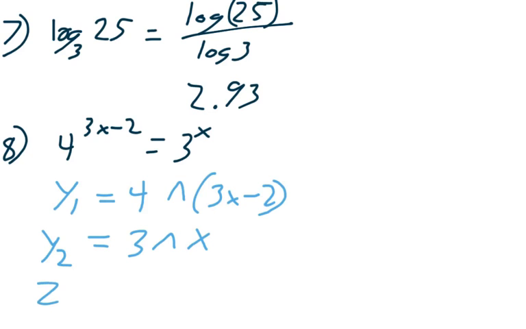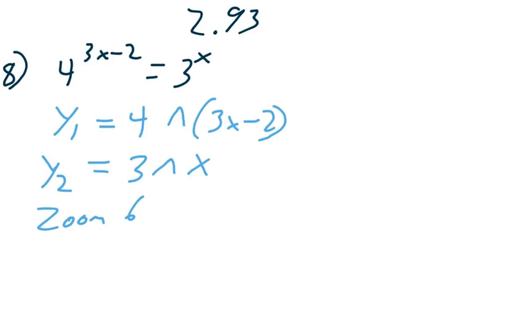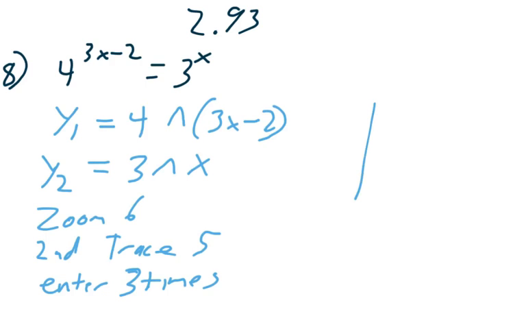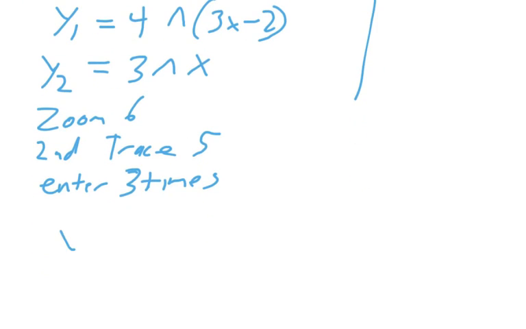After you do this, I would probably, in case something happens, hit zoom 6 so that you get the same graph as everybody else. And then you hit the second button, trace, 5, enter, enter, enter, so 3 times. And you're looking for the x value, which is x equals 0.906.